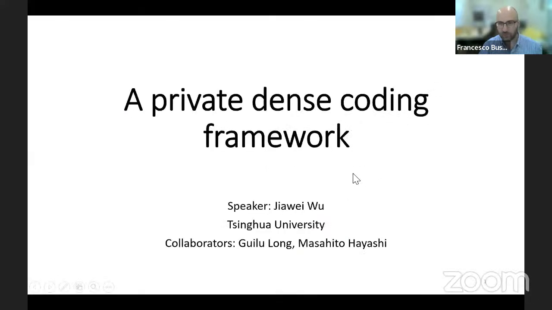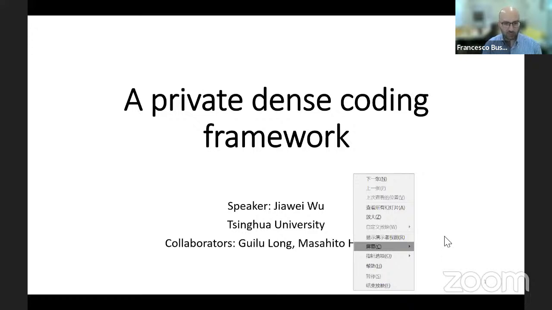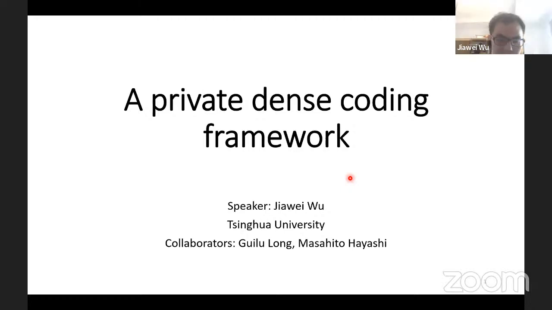Okay, so the next speaker is Jiawei Wu from the Department of Physics of Tsinghua University, and he will tell us about the private dense coding framework. Please. Okay. Thank you for inviting me to speak at this workshop, and I will introduce a work in collaboration with Masahiro Hayashi.